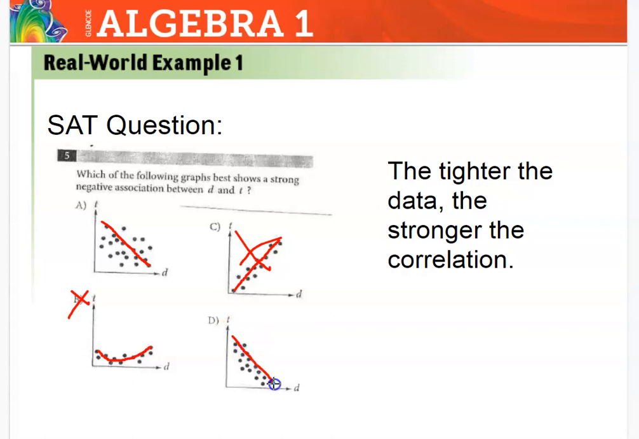D is also negative. And if I look at the difference between A and D, D is more tightly bunched. Okay, that is definitely a tighter correlation. And the note here says the tighter the data, the stronger the correlation. So D is stronger than A. So I would say our answer here is D.